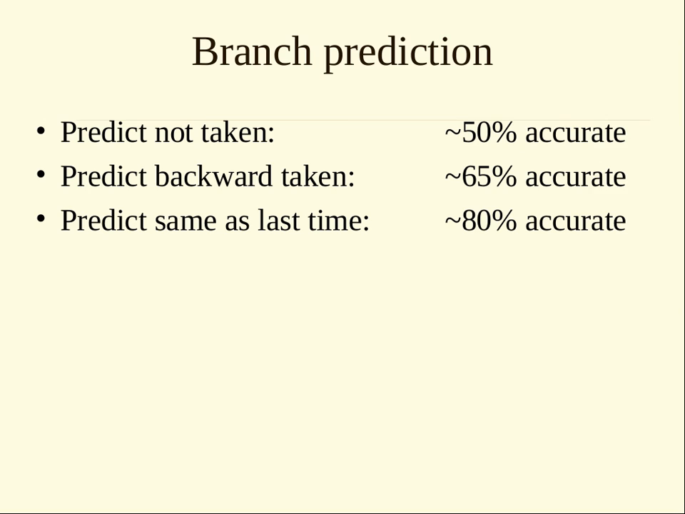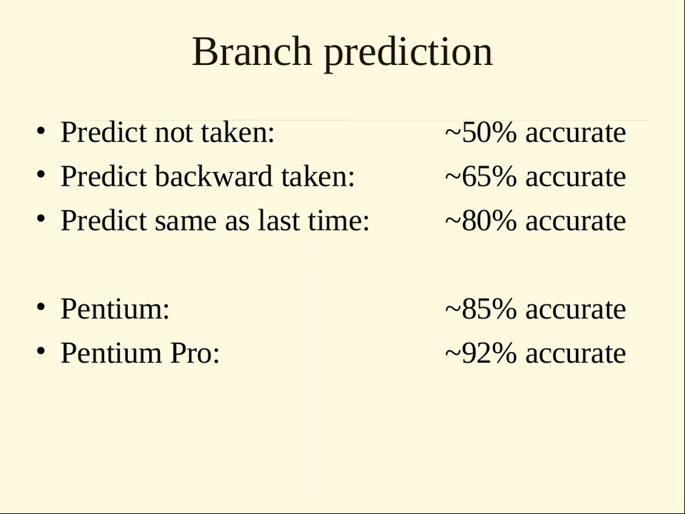Predict the same as last time. You store a history of what happened last time, and you just do it. Because generally, in that part of the code, you're usually doing something over and over again, so that's about 80% accurate. Are these significant jumps? Yes, this is very significant. 15% each time. Next one will be 95. Oh, JK. The Pentium is 85%. The Pentium Pro is 92%.